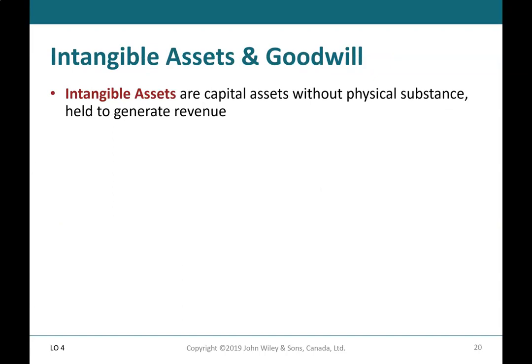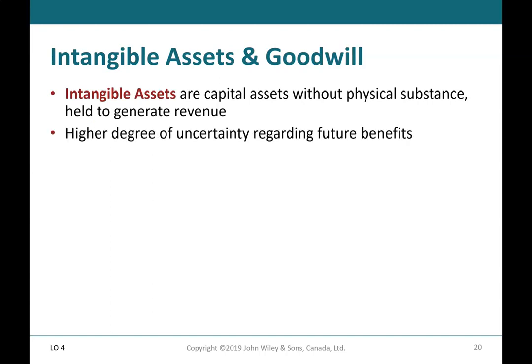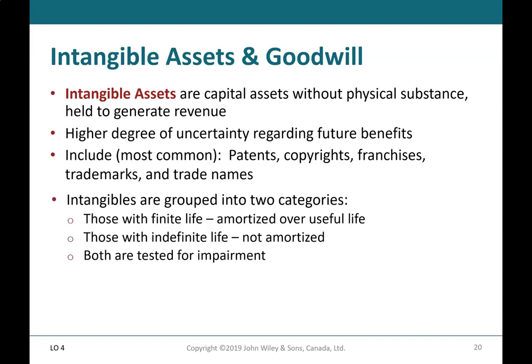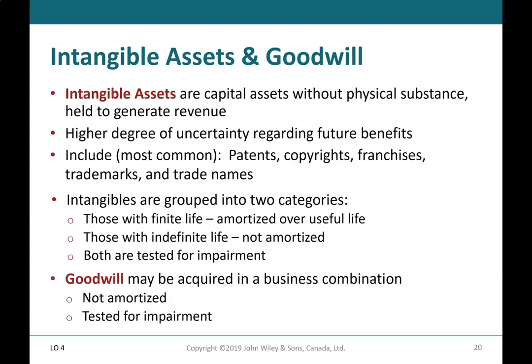Intangible assets and goodwill. Intangible assets are capital assets without physical substance, held to generate revenue. Higher degree of uncertainty regarding future benefits. Include most commonly patents, copyrights, franchises, trademarks, and trade names. Intangibles are grouped into two categories: those with finite life, amortized over useful life, and those with indefinite life, not amortized. Both are tested for impairment. Goodwill may be acquired in a business combination. It's not amortized, but tested for impairment.